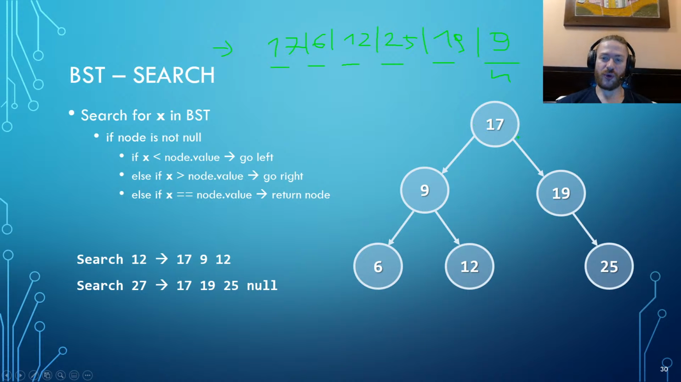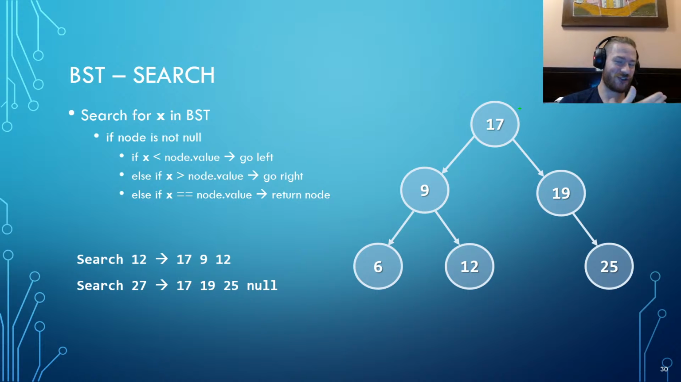With binary search trees, on every step we kill half of the tree. So if I want to search for 9, I just check, is 9 bigger or smaller than 17? Well, it's smaller, so the whole right tree is killed. We don't need to check there because we know that everything greater than 17 is on the right, and 9 is not greater than 17. So we go to the left and we check whether the node is 9. Yep, so we return it. It's super fast to find elements in a binary search tree. That's why it's called a search tree.